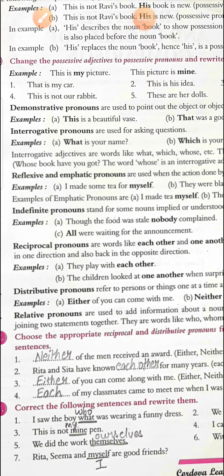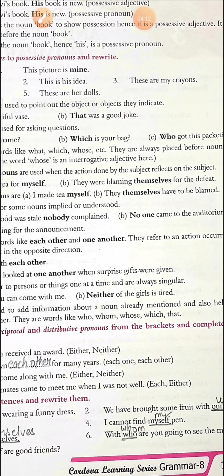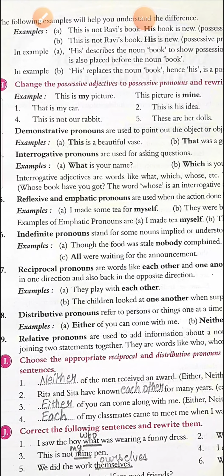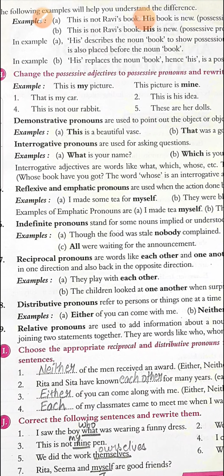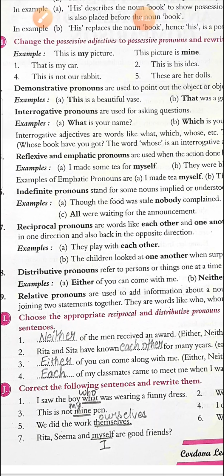Interrogative adjectives are words like what, which, whose, etc. They are always placed before nouns. Like whose book have you got? The word whose is an interrogative adjective here. So like possessive adjective, interrogative adjective is also there. Understood?